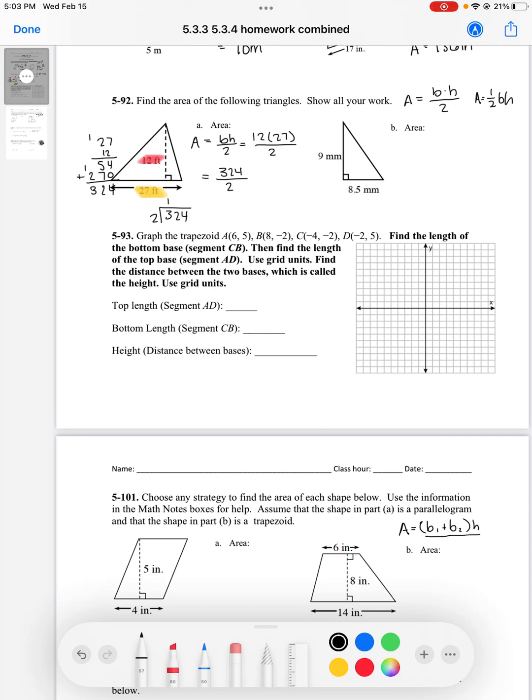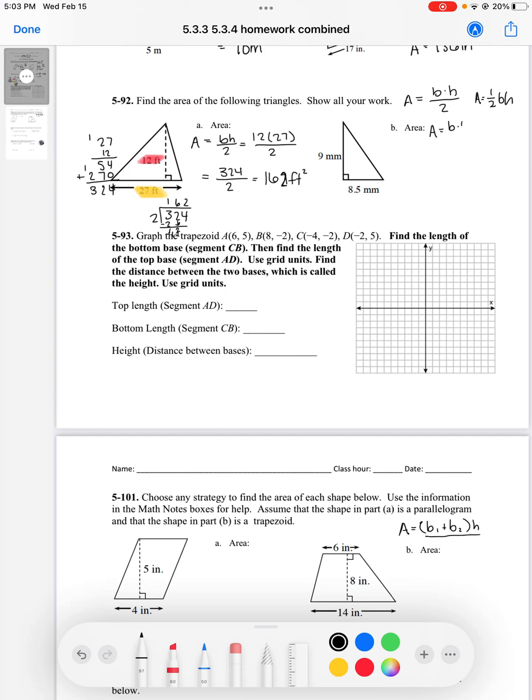2 goes into 3 one time. 2 goes into 12 6 times. And 2 goes into 4 2 times. This equals 162 feet squared. Okay, part B.